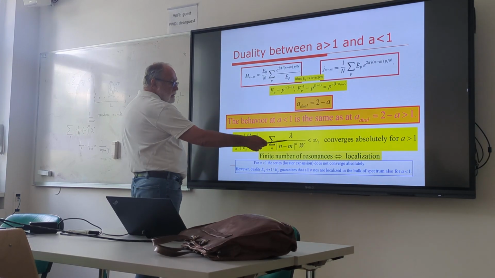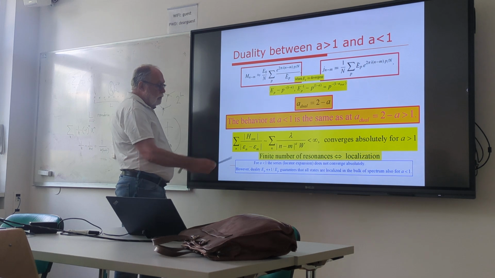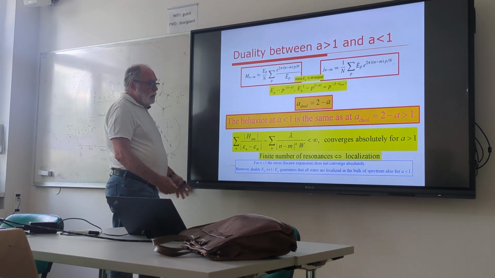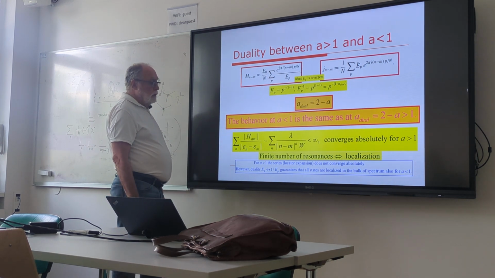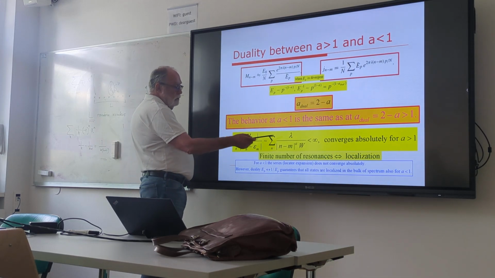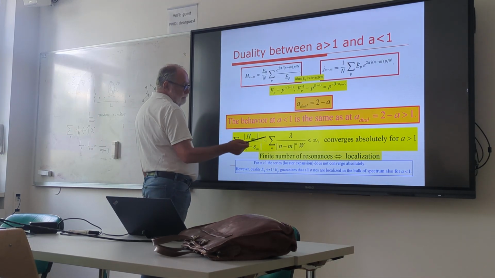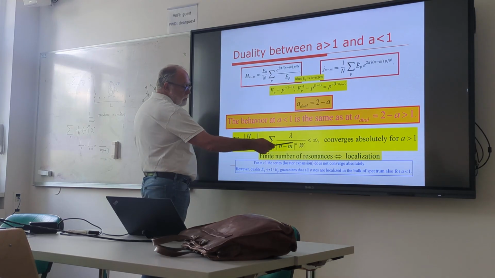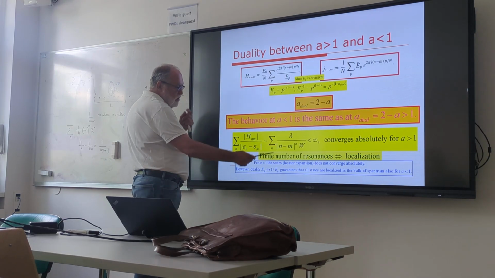But if A is smaller than 1, then of course this series is absolutely not convergent, because when I take the absolute value, this will be a divergent series.